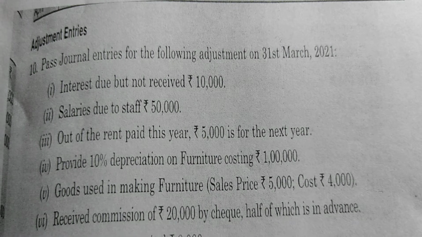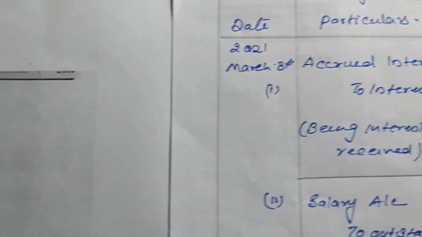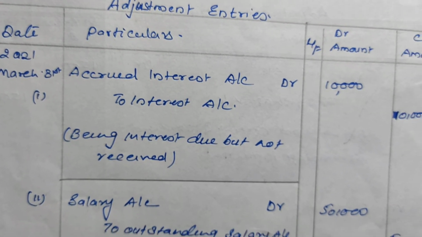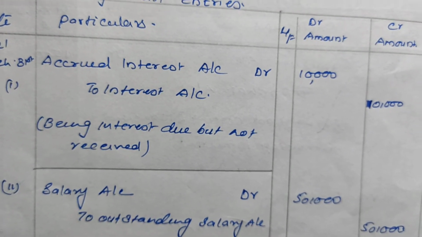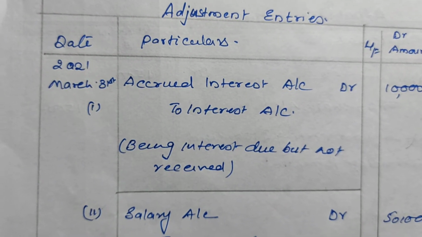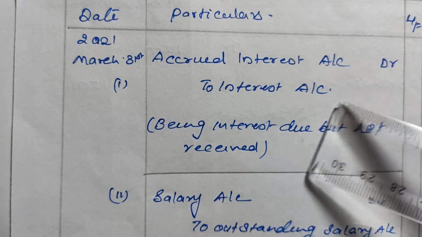Okay, so what will be our journal entry? Accrued interest account debit to interest account. The amount will be 10,000. Adjustment entry of accrued income is accrued income account debit to income. So here, accrued interest account debit to interest account.